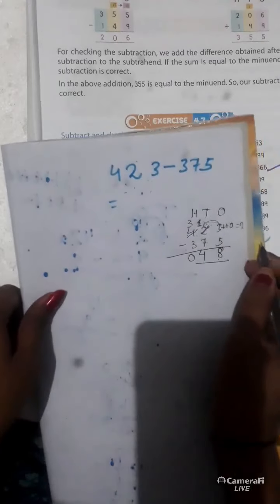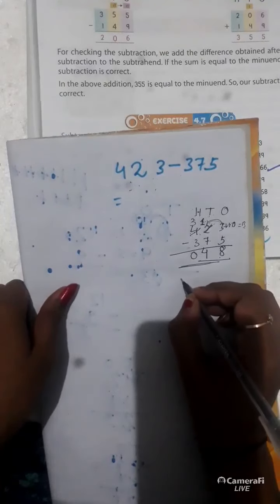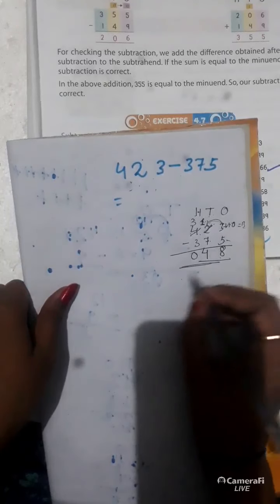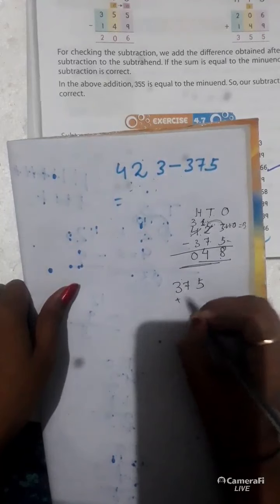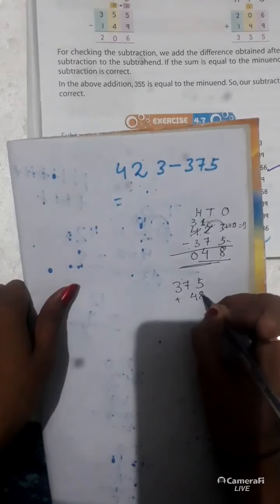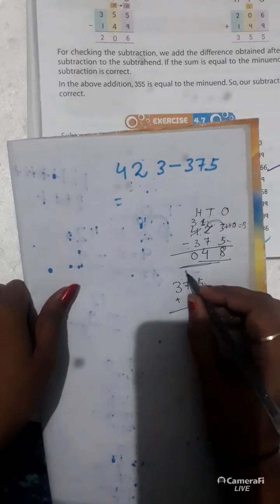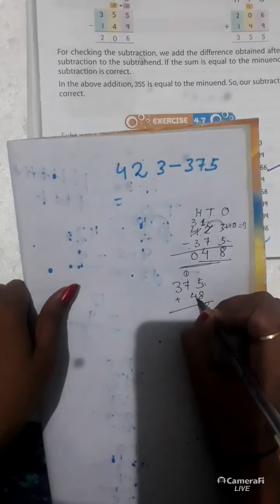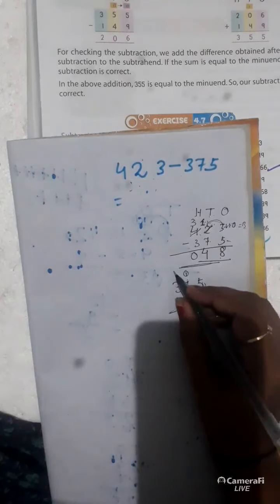Okay, so now I have to check whether this subtraction is correct or not. What I will do? I will take this subtrahend 375, and I will take the difference, means 48. So now 8 plus 5 is 13, 3 and 1 carry. 7 plus 4 is 11, plus 1 is 12, 2, 1 carry, 3 plus 1 is 4. You see, 423, this one.